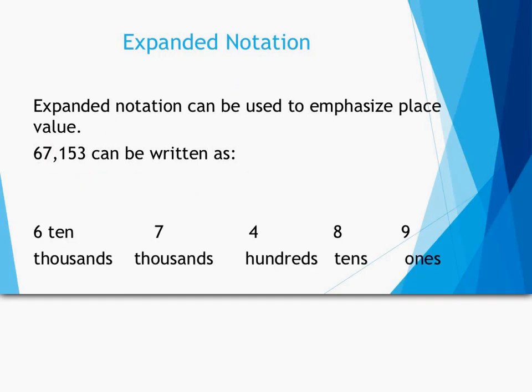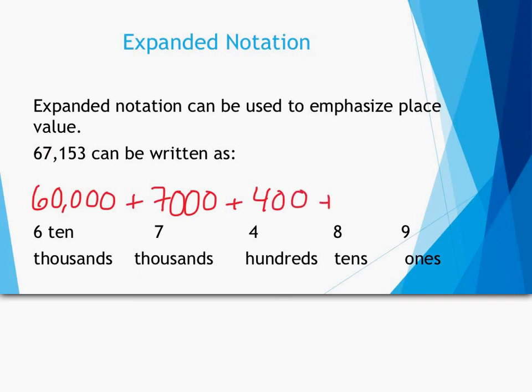We have 6 10,000s, 7,000s, 4 hundreds, 8 tens, and 9 ones. That is considered expanded form. 6 10,000s plus 7,000s plus 4 hundreds plus 8 tens plus 9 ones.